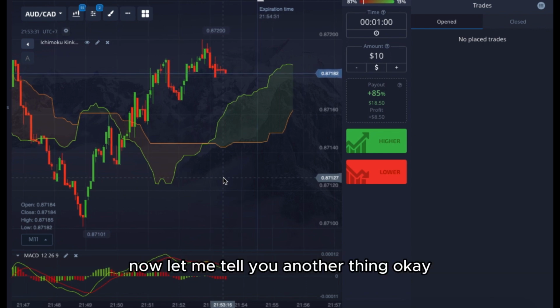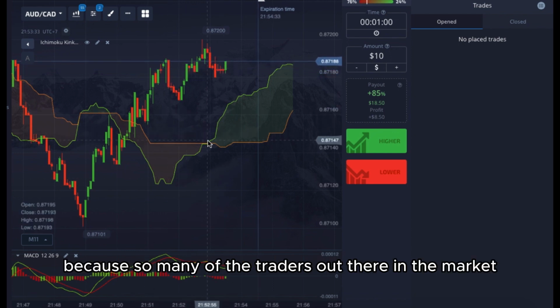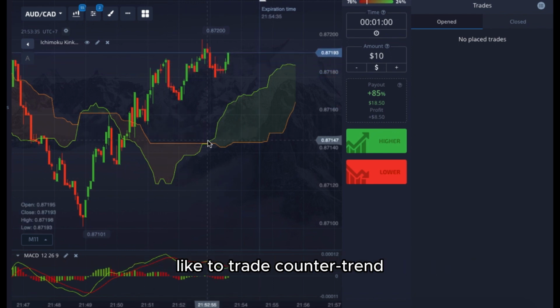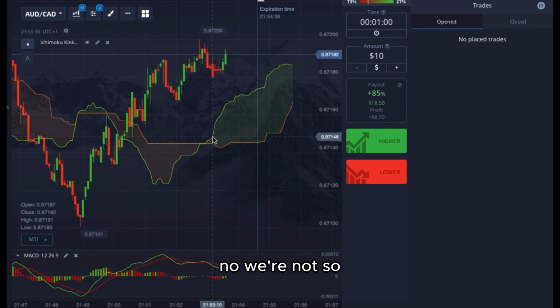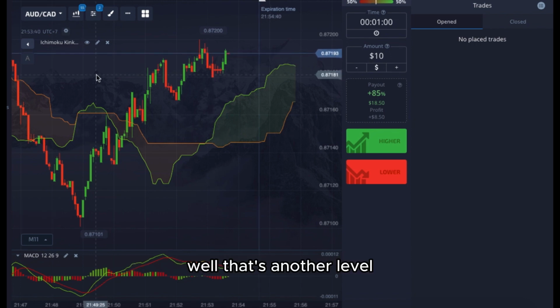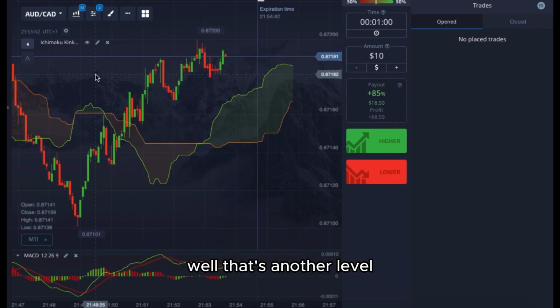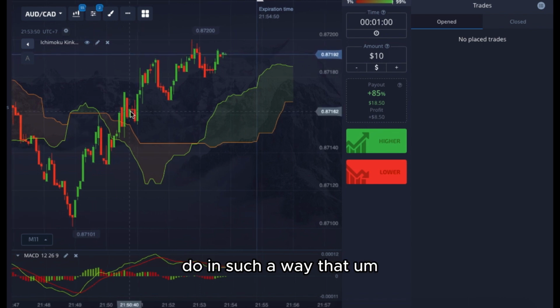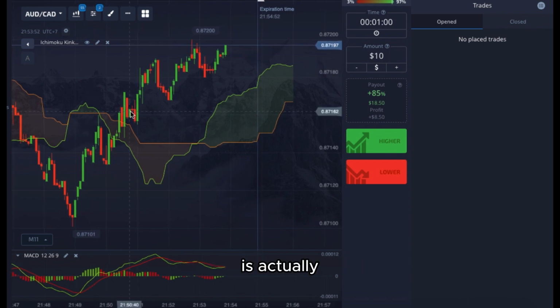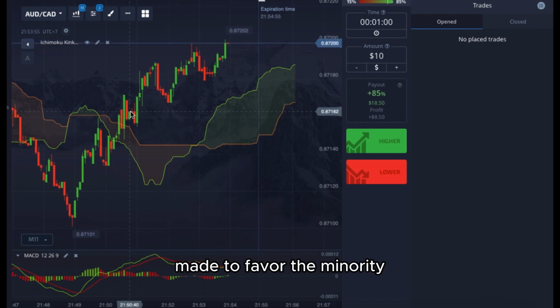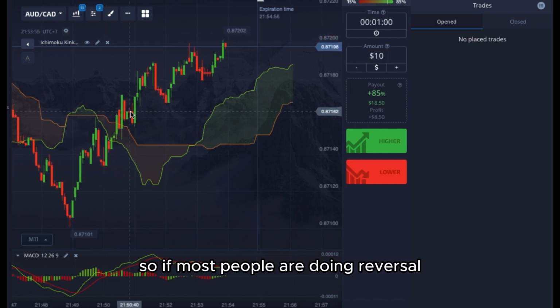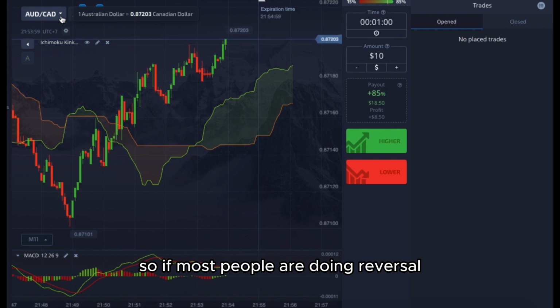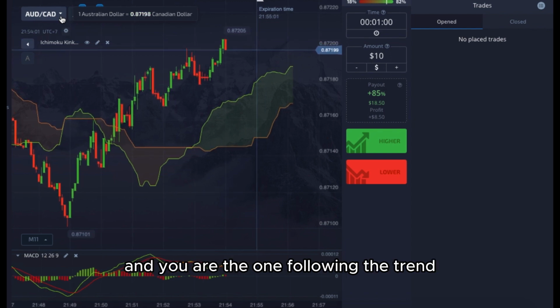So many times I found the OTC is better. Now let me tell you another thing, because so many of the traders out there in the market like to trade counter trend. But are we trading counter trend here? No, we're not. That's another level, because on another platform, like IQ Option 2 years ago, they like to do it in such a way that the OTC is actually made to favor the minority. So if most people are doing reversal and you are the one following the trend, then you win.